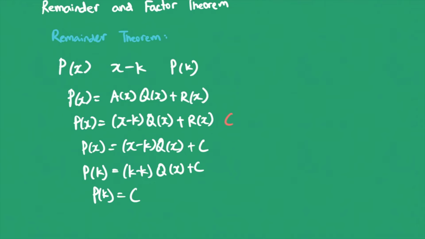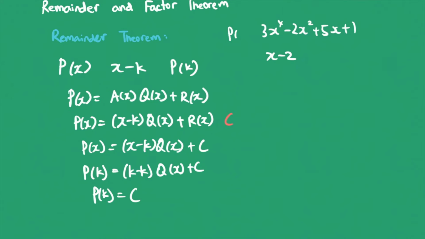Now let me show you an example. Let's say we have the polynomial 3x to the power of 4 minus 2x squared plus 5x plus 1, and this is divided by x minus 2. We need to find the remainder of it.